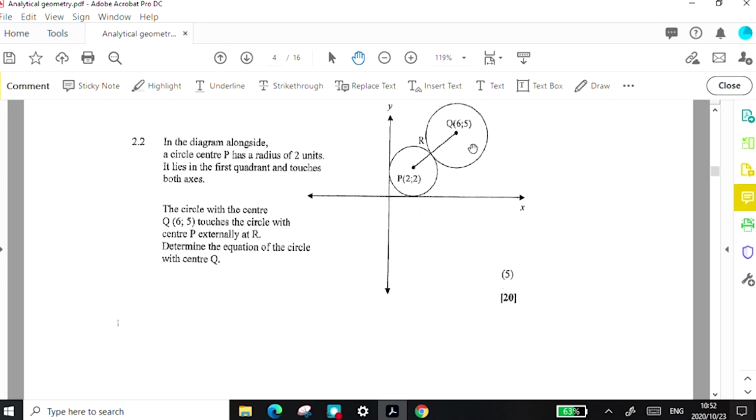To find the equation of this circle, we need to find the radius of this circle. And to find the radius, we just need to find the length of this line. If we can find the length of this line, then the radius of the circle will be the length of this line minus the radius of the circle centered at P. Then you should have the radius of the circle centered at Q.